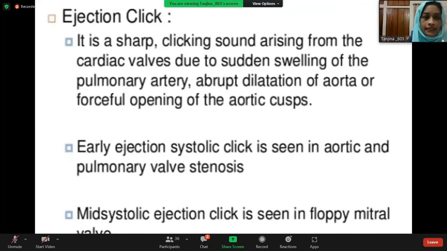And the ejection click is another pathological sound which arises from the sudden distension of the pulmonary artery or abrupt dilatation of the aorta. And an early ejection systolic click is also seen in aortic and pulmonary stenosis.